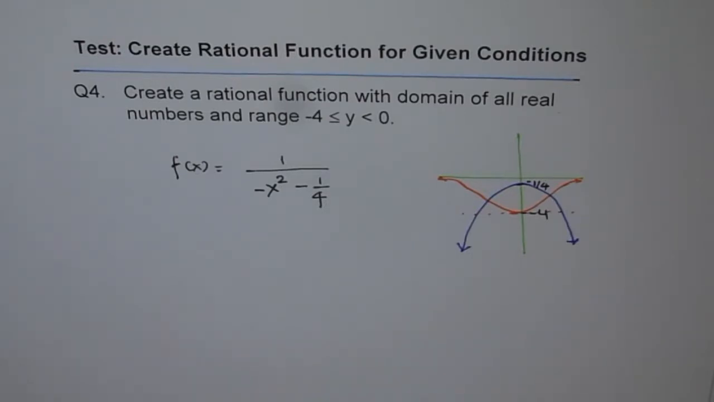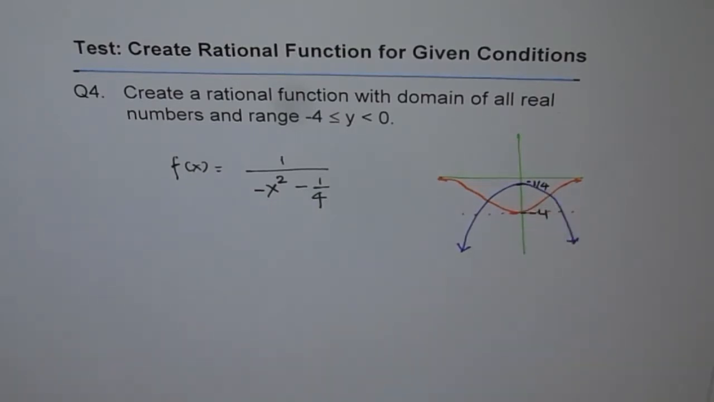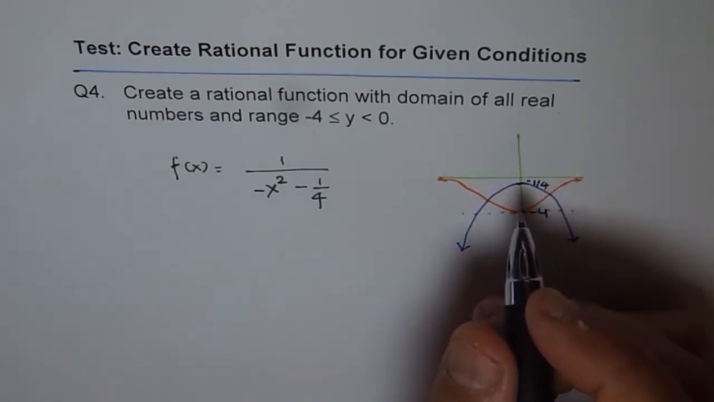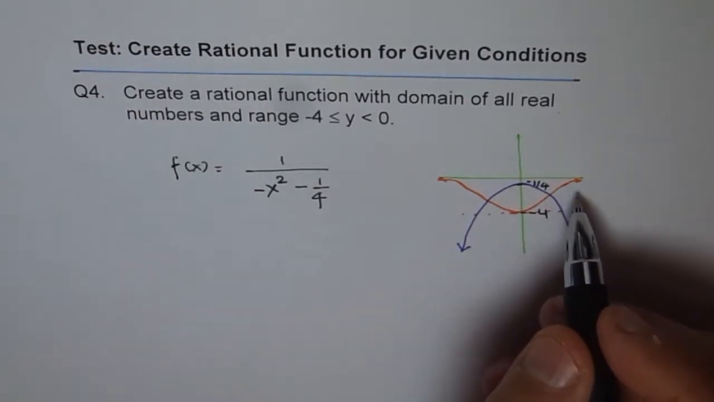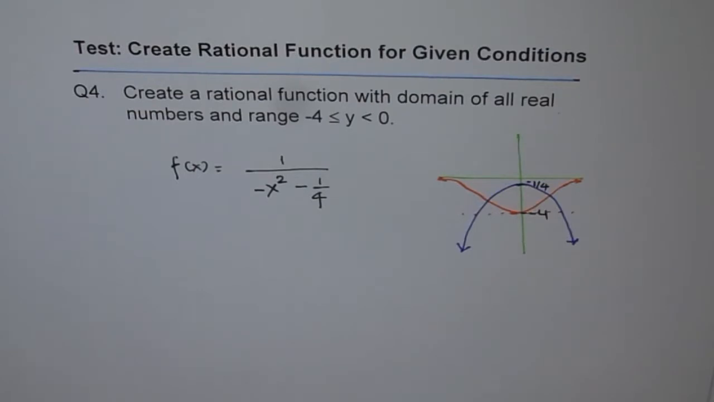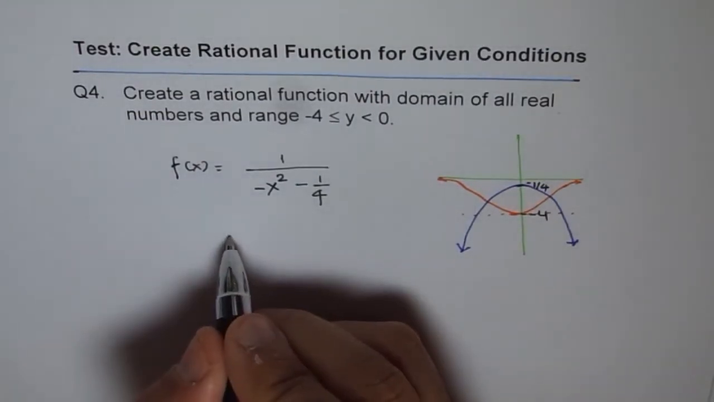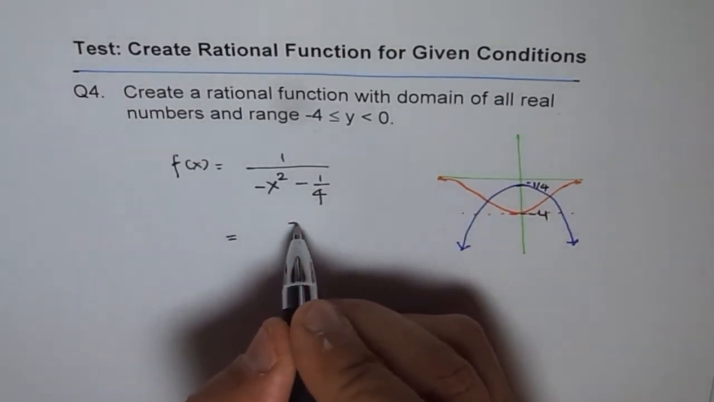So this function, when you write like this, the reciprocal of this is this. Do you see that? So that is your answer for this particular question. You could write it also like this. You can write -1 on the top.